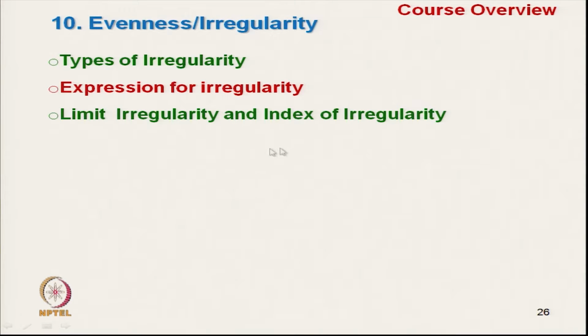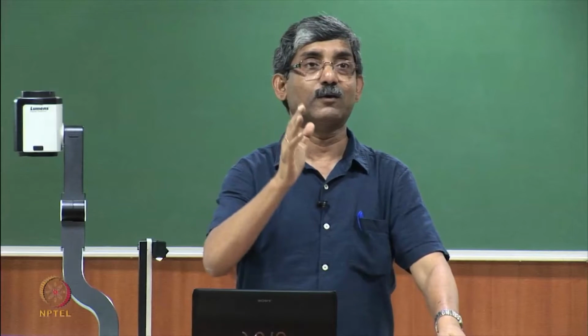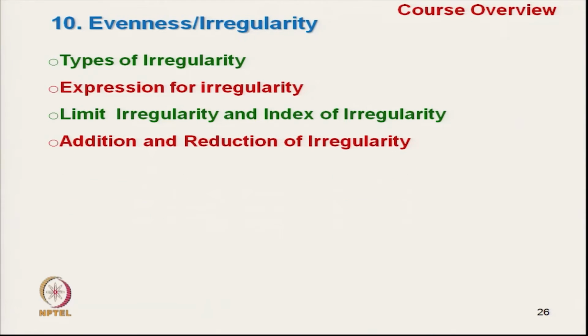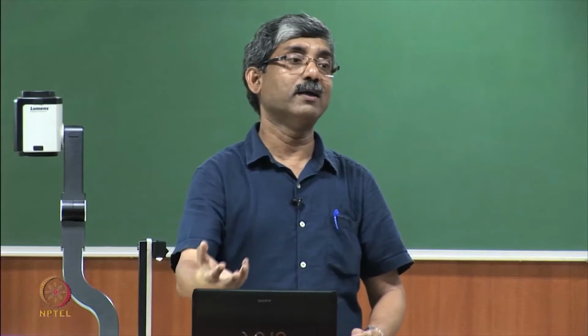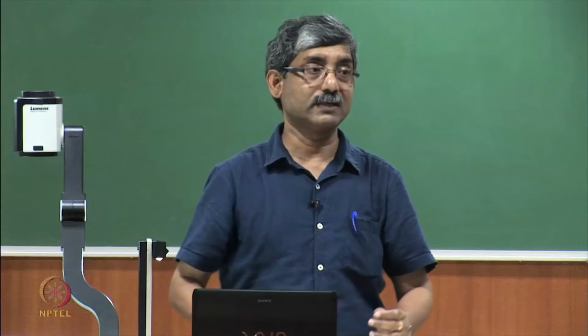Limit irregularity and index of irregularity, which is extremely important to know, because the index of irregularity is used to compare the irregularity of two materials of different characteristics. Okay. This we can compare, and it indicates the performance of a particular machine, a particular system. Then addition and reduction of irregularity. So, how irregularity is added or how irregularity is reduced, this we will discuss.